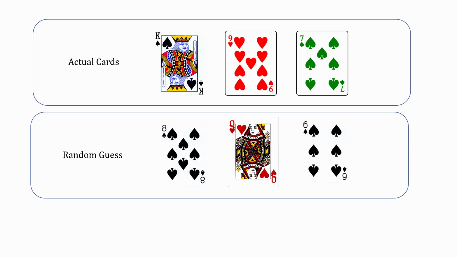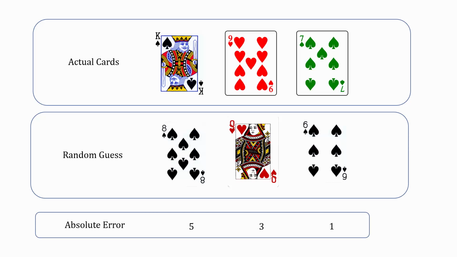One way of finding that error could be the absolute distance between those 2 cards. For example, the distance between 8 and a king is 5 because after 8 comes 9, 10, then jack, then queen, and then king. So total 5. Similarly, distance between 6 and 7 is obviously 1, and queen and 9 is 3. So the total error that you made was 9, and the average error would be 3 because 9 divided by 3 cards, simple math, 3 is the mean error. This is called mean absolute error.